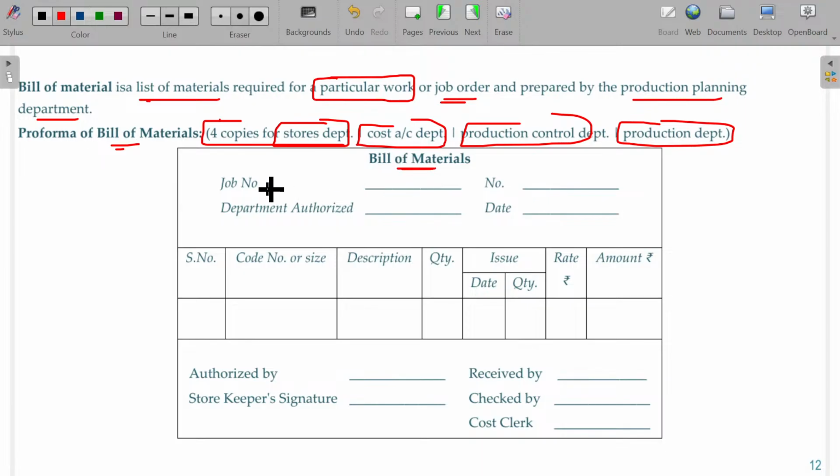How could the bill of material look? Job number 101, whatever it may be, just give the number. Department authorized to procure, date, steel requirement, plastic requirement, wood requirement, everything will be posted here, and quantity and issue, whatever it may be, everything is placed here. While the goods are released, the storekeeper will sign. This BOM is already prepared by the production planning department. Okay.